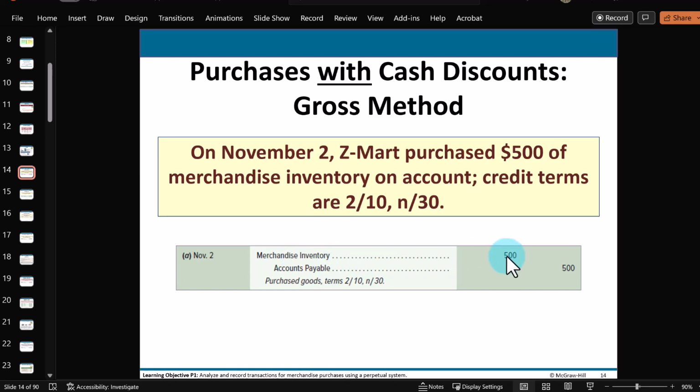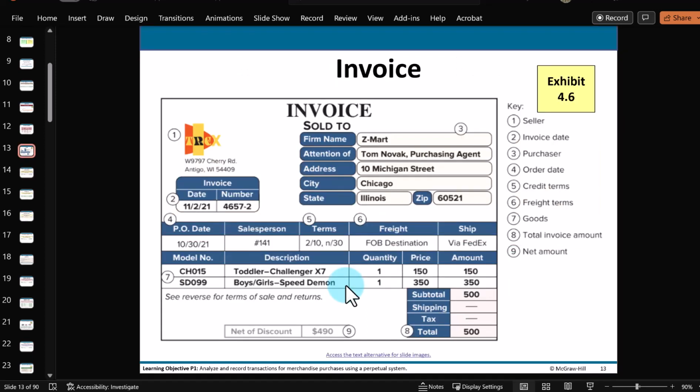And we're not spending the cash right away, so we're not crediting cash, but we owe the money using this general liability account called accounts payable, increasing accounts payable liability with a credit. And you can see a short explanation here. Probably what you should be doing here is referring back to that invoice for more detail.